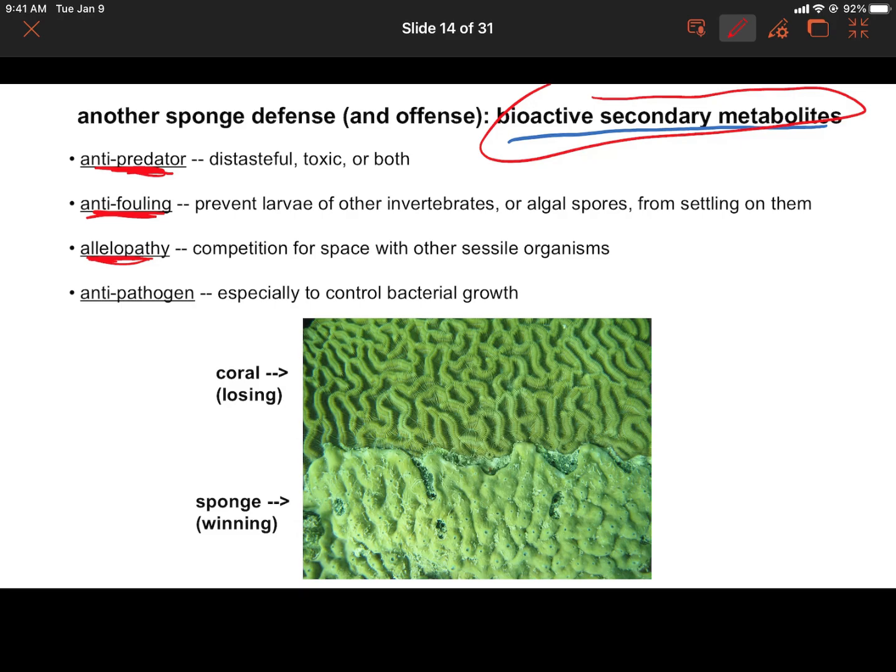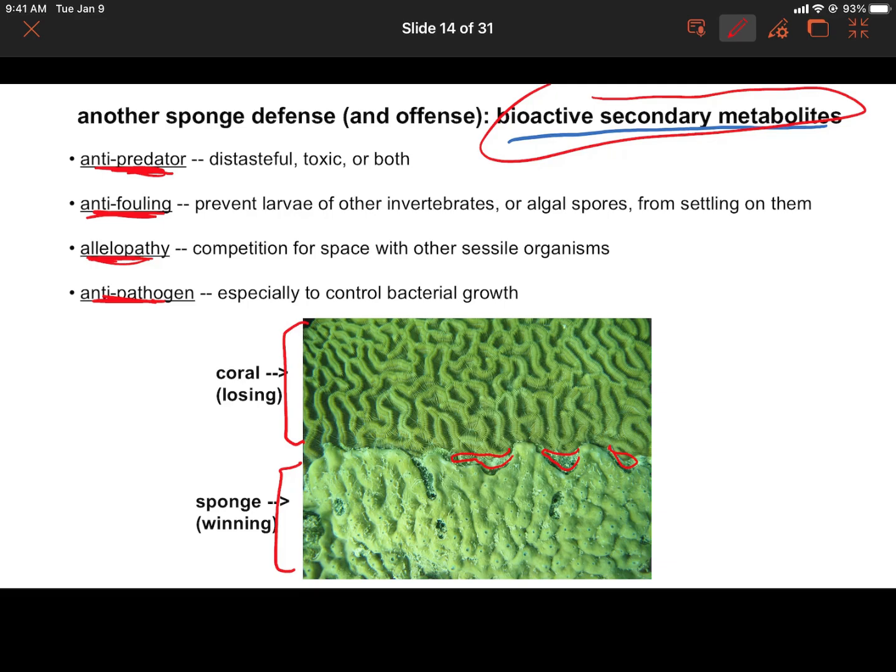They might use them to compete for space with other organisms, and you can see that in this photograph down below. So here's a coral, here's a sponge, and you can kind of see the sponge, there's like this zone right here. This is actually dead coral. The sponge is advancing, and as it's advancing, the coral is dying, and then the sponge can grow onto that, and then the next bit of coral dies. That's because of some chemical that the sponge has in its tissues. And then, of course, they use them to control bacterial growth as well, and perhaps other pathogens as well.